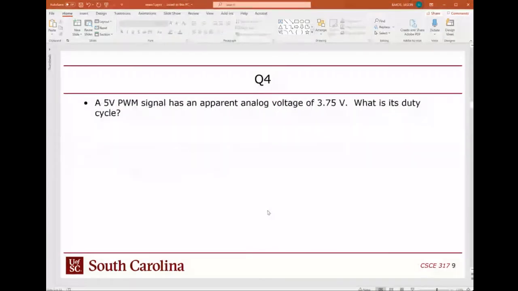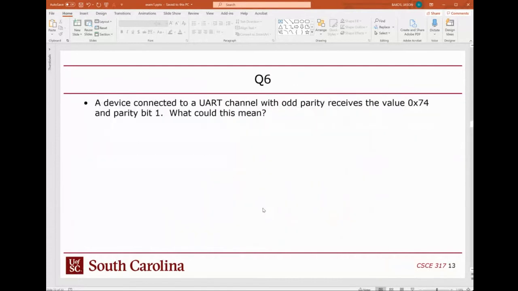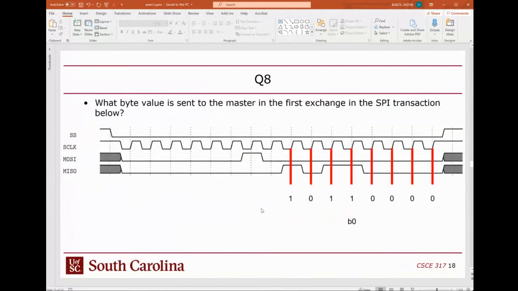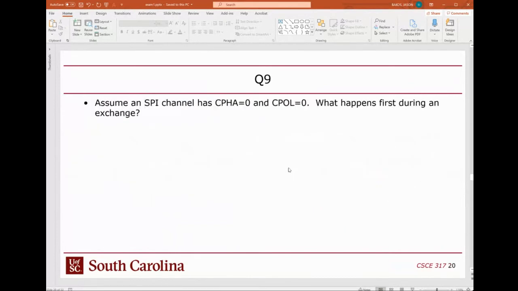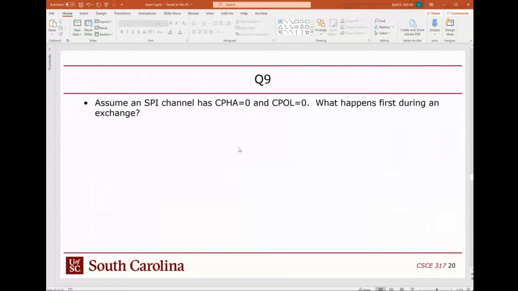That was question 8. How do we do on question 8? Question 8 was 75. Okay, yeah, apparently most of you by far were not fooled like I was on that one. Although I don't know if B0 might not have been an option. I don't remember. Okay, assume an SPI channel has CPHA 0 and CPOL 0. What happens first during an exchange?